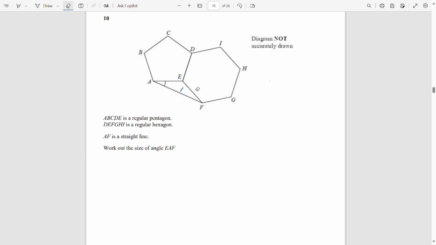We have a formula for interior angles. So the sum of the interior angles is given by the number of sides minus 2, times 180. 5 minus 2 is 3, and then if you take 3 times 180, you will get 540. And this is the sum of the interior angles. So this is for the pentagon. This is the number of sides here, n.